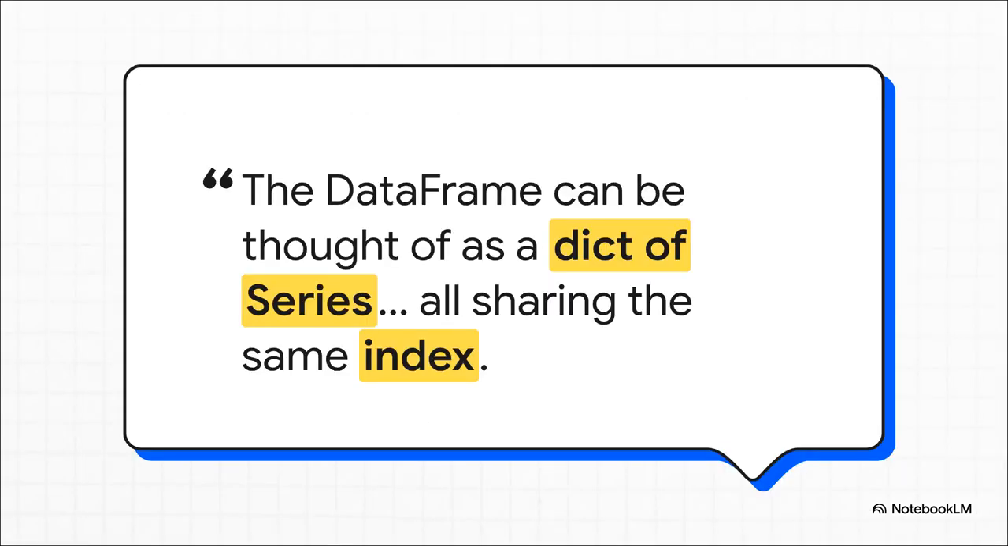Now, this is a really cool way to think about how our two building blocks connect. You can actually think of a data frame as just a collection of series that are all glued together. That name column, that's one series. The age column, that's another series. And they both share that same index, 0 and 1, which is what keeps them in sync. It's a really simple but powerful idea.